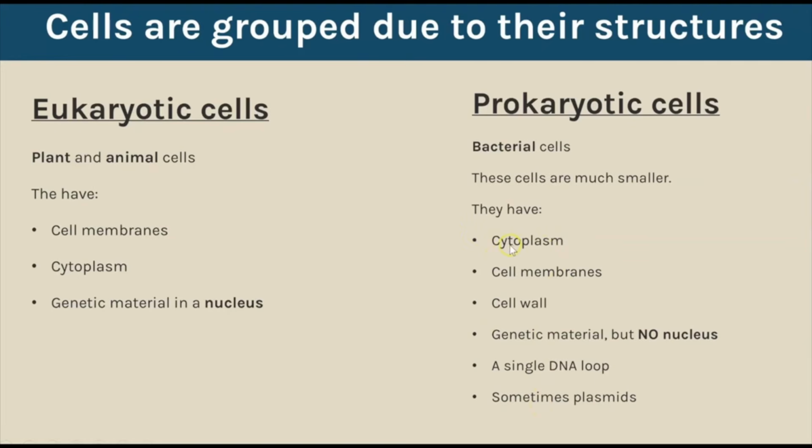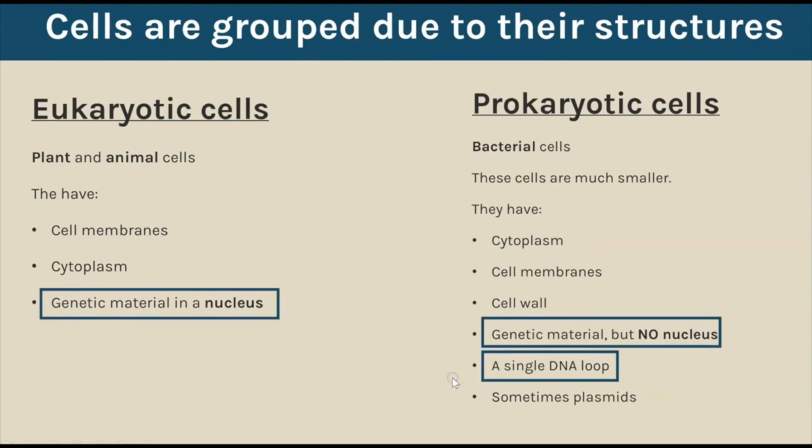They do both have cytoplasm. They both have cell membranes. Now, only plant cells have a cell wall, whereas all the prokaryotic cells will have a cell wall. The big difference is prokaryotic cells do not have a nucleus. They do still have genetic material, which sometimes is DNA, but you will just find that as a single loop loose within the cytoplasm. They also sometimes have an extra circular loop of DNA, which is called a plasmid.